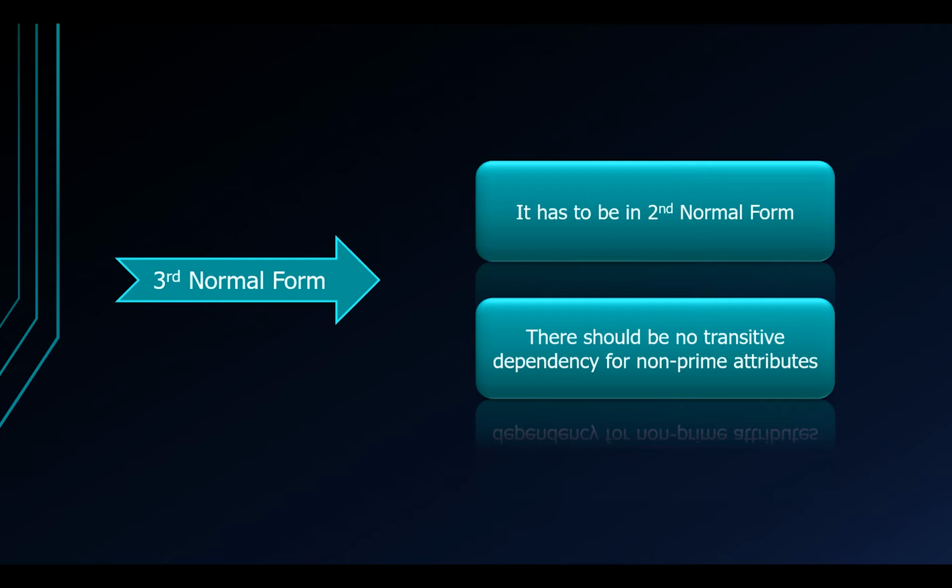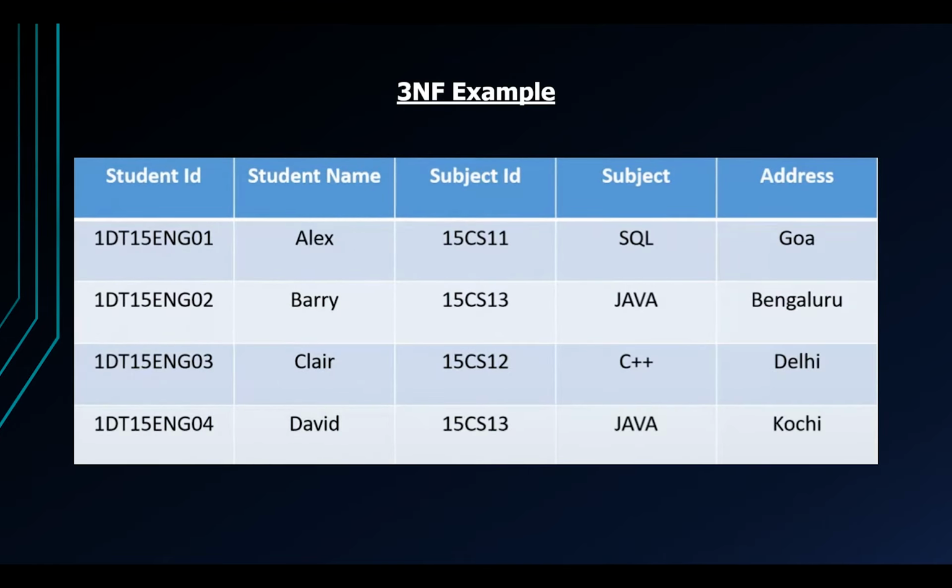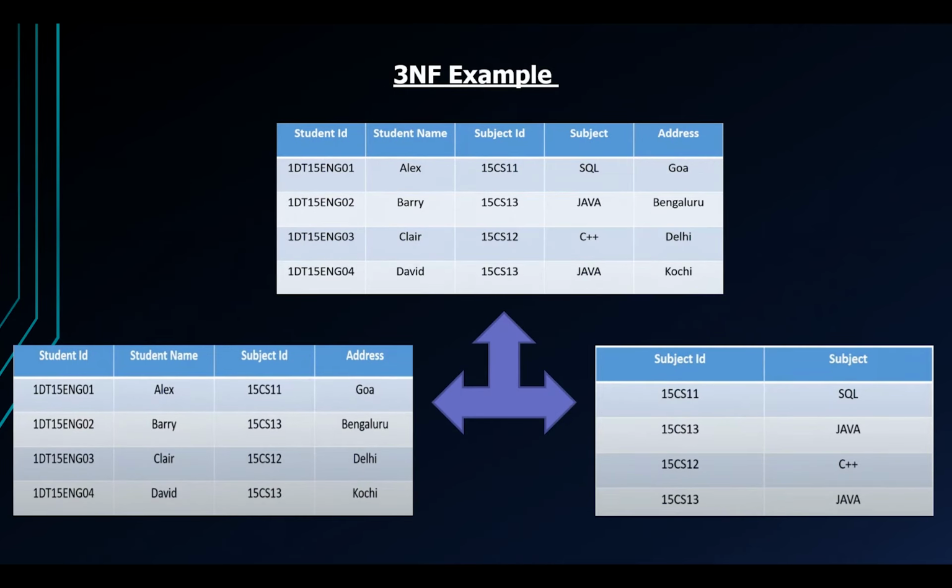Let's look at the example table. In the above table, student ID determines subject ID and subject ID determines subject. Therefore, student ID determines subject via subject ID. This implies that we have a transitive functional dependency, and this table does not satisfy third normal form. Now, in order to achieve third normal form, we need to divide the table as shown below. In the first table, columns such as student name, subject ID and address are only dependent on student ID. In the second table, subject is only dependent on subject ID. Thus third normal form is achieved.